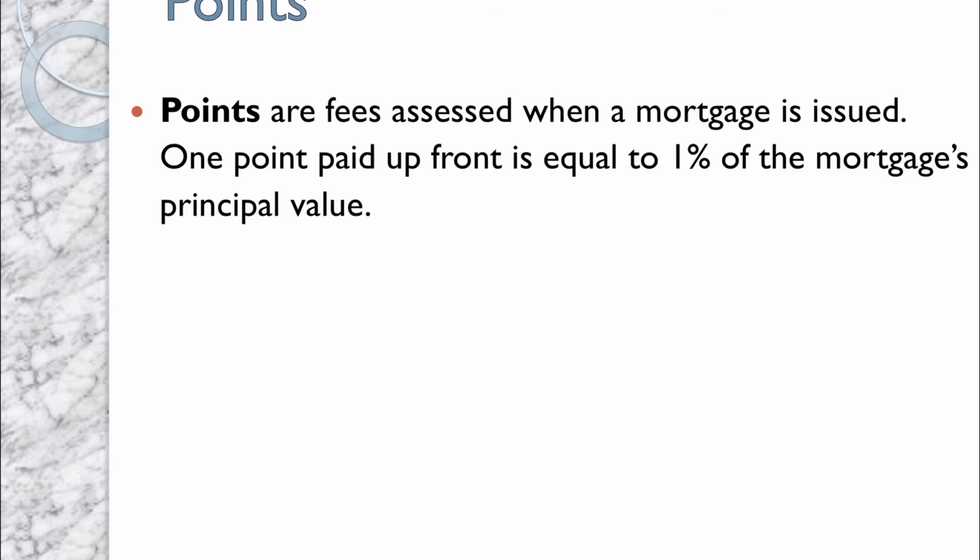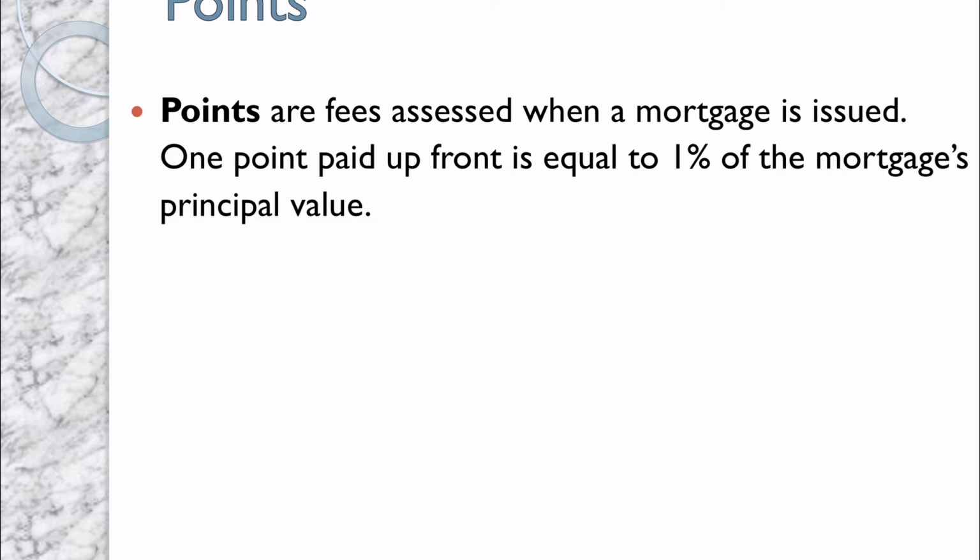Okay, so what are points and why did I emphasize that they are different from a down payment? Well, points are fees assessed when a mortgage is issued. So once again, when the mortgage is being originated, 1 point paid up front is equal to 1% of the mortgage's principal value. So both points and down payments occur at the origination of a loan. The down payment actually reduces the amount of the mortgage payment, whereas points decrease the interest payment, or the interest rate in essence.